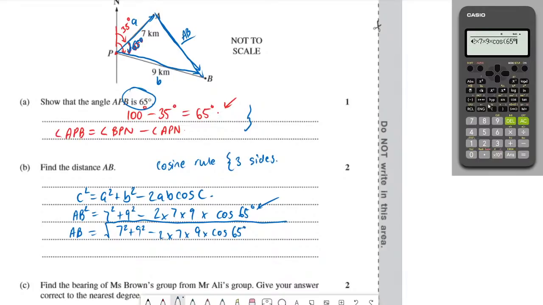But cos 65 degrees, pop that in, we get 8.76. There we go. So 8.76 to 2 decimal places, we'll say. 876.